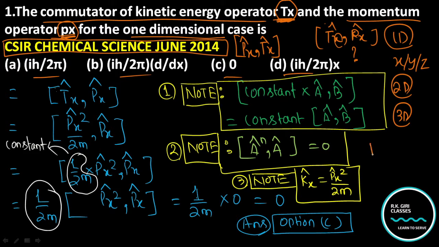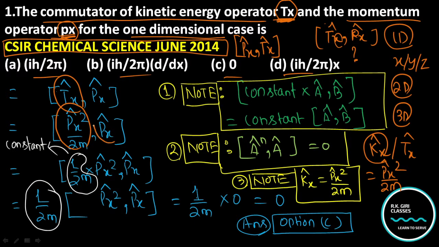Very easy. This is kx, that is the kinetic energy operator as you usually study, but here it is represented as Tx, no issue. And you know that kx is represented as Px square by 2m. So in place of Tx you write Px square by 2m, because you have to make it short. If both operators are powers of the same operator, then they will commute, that means if your result is 0, they commute.